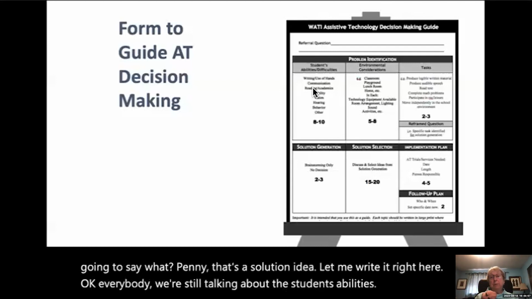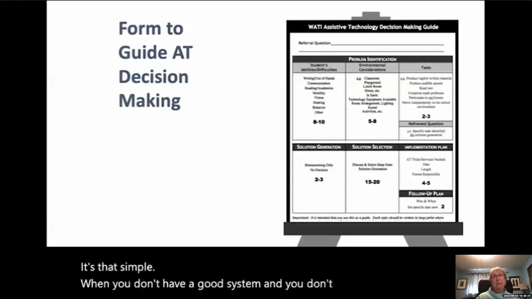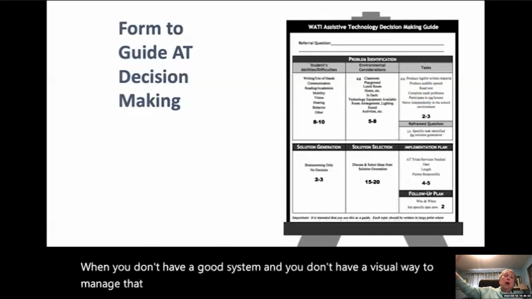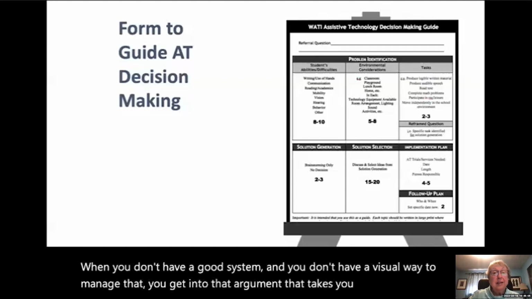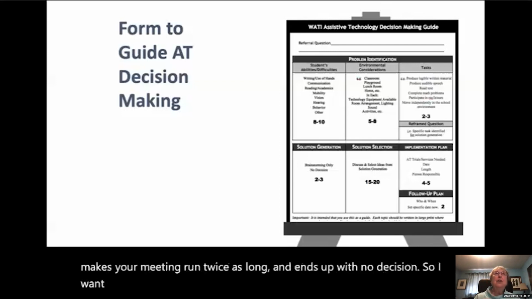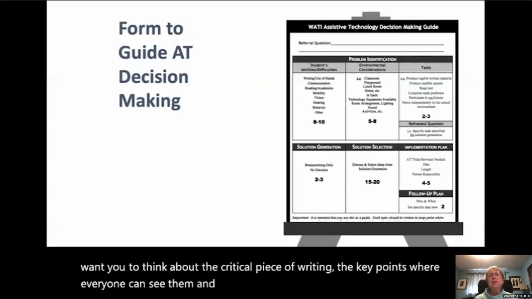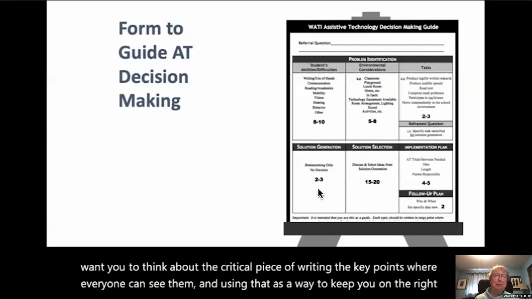It's that simple. When you don't have a good system and you don't have a visual way to manage that, you get into that argument that takes you totally off task, makes your meeting run twice as long, and ends up with no decision. So I want you to think about the critical piece of writing the key points where everyone can see them and using that as a way to keep you on the right steps of the task.